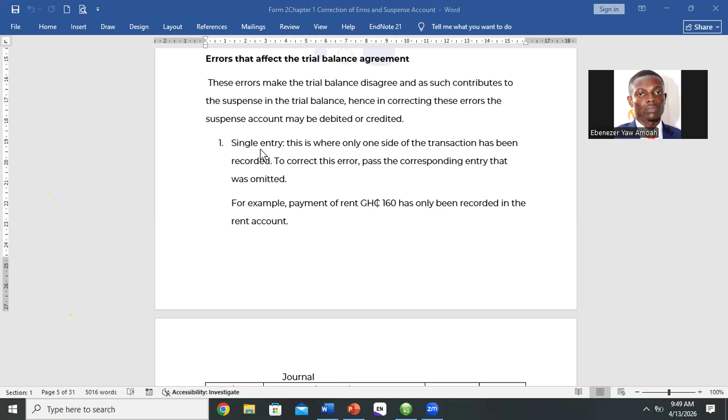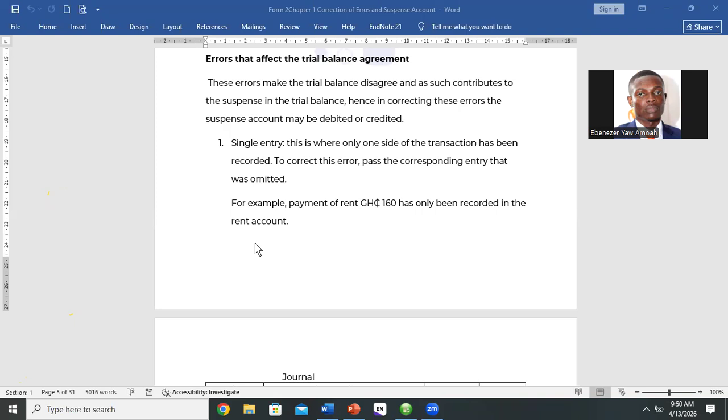Because I want to believe you appreciate the double entry, and this will be the opposite of double entry. So what is single entry? This error occurs when only one side of the transaction has been recorded. In other words, the bookkeeper did the debits only and didn't do the corresponding credit.